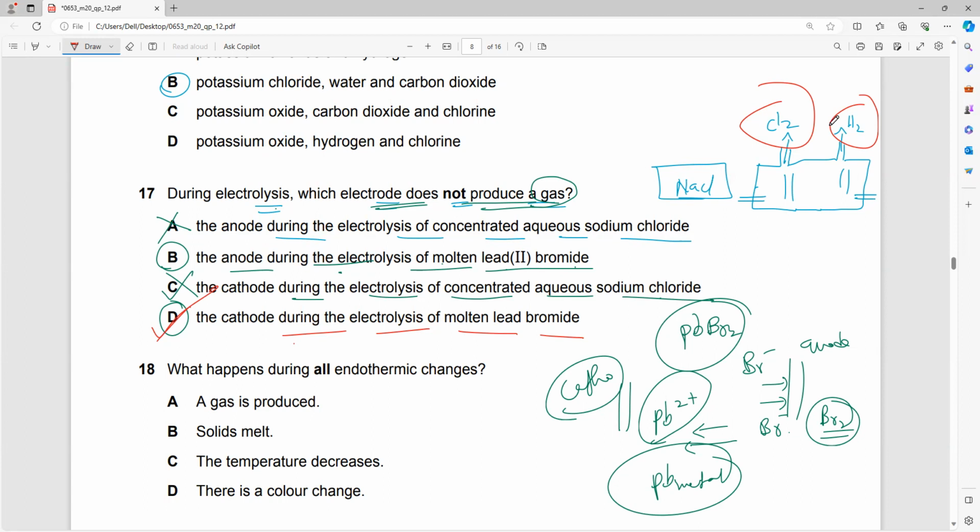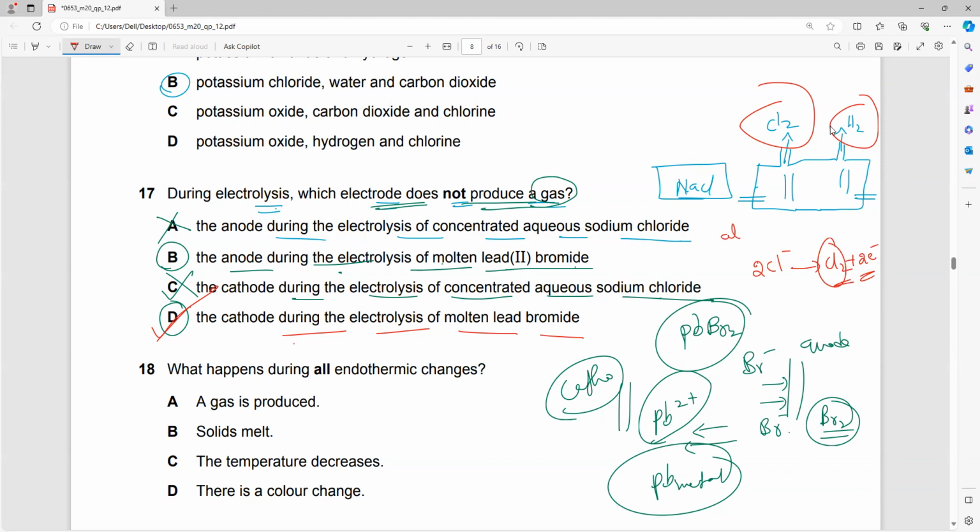Please check it, guys. Extraction of metals. Two equations are there, at the cathode and at the anode. Page number 52. At the anode, we are getting some gas. What is the gas we are getting at the anode? In the given question, the anode reaction is 2Cl⁻ gives Cl2 plus 2 electrons. So we are getting Cl2 gas.